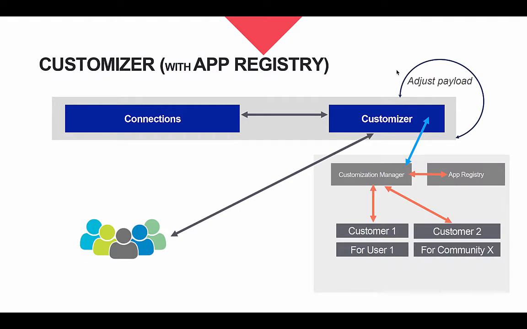This gives Customizer the unique opportunity of adjusting the payload and thus performing modification. But in order to know what to do, it needs a customization manager. That customization manager is the app registry, and we'll talk about that in just a moment. But basically, a customization can apply to the organization at large, that is something that affects all users, or it can be quite targeted to an individual user or a group of users, or indeed members of a community, and so forth.